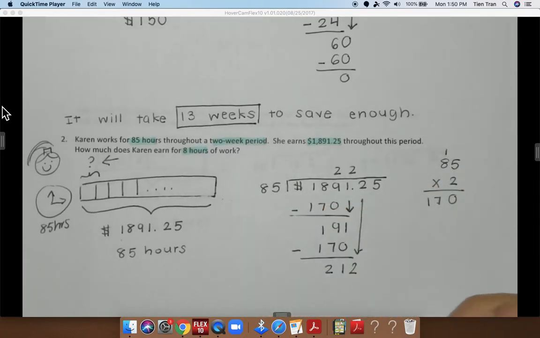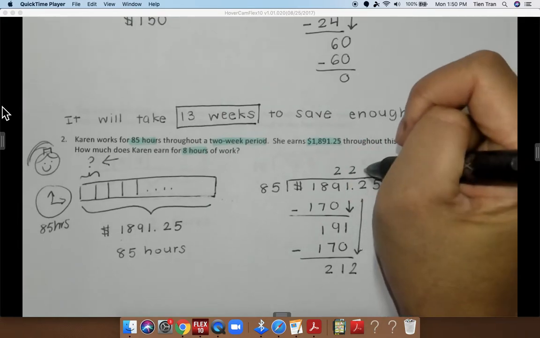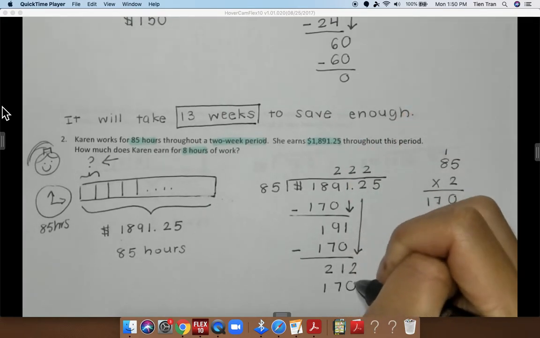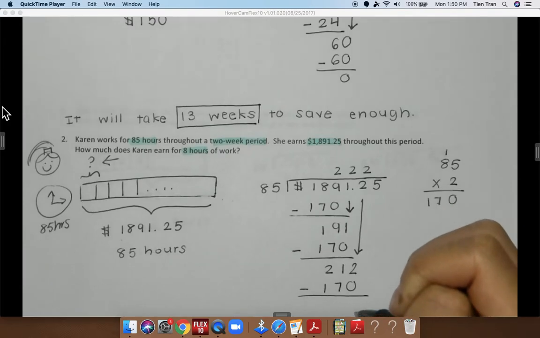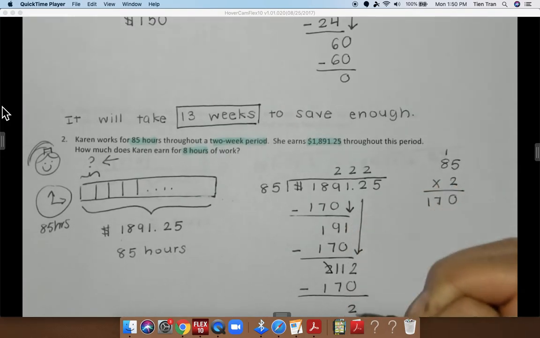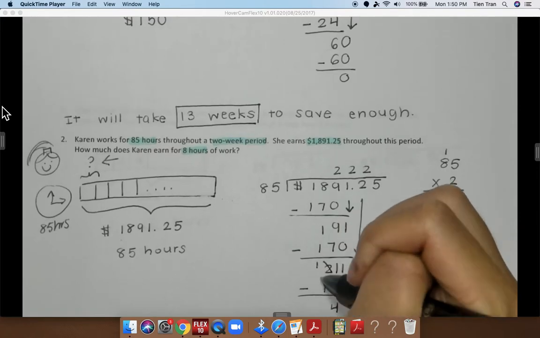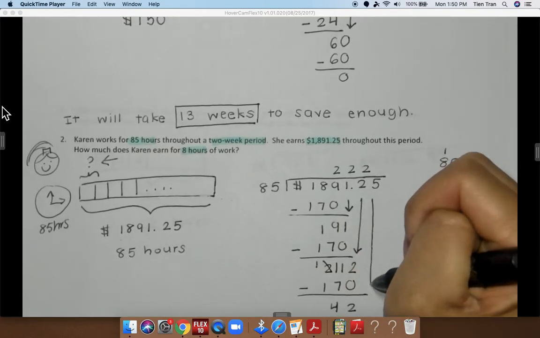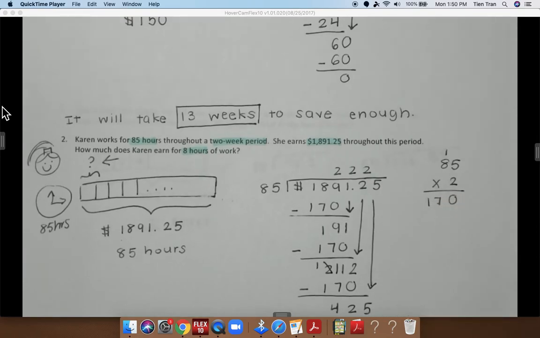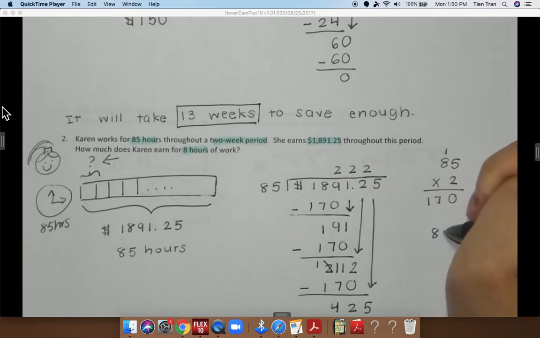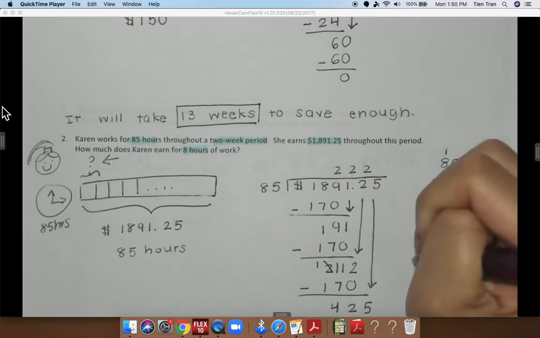How many times can 85 go into 212? It's going to be the same amount again. 170 subtract. 2 minus 0 is 2. 11 minus 7 is going to give me 4. And 1 minus 1 is 0. Now I'm going to bring down my 5. I have 425. I'm going to try 85 times 5 and see if that works.